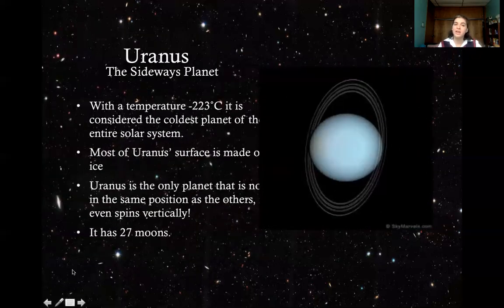Now Uranus. Uranus is the sideways planet. Why? Mercury and Uranus actually revolve in a different direction than the others. While the others go around the sun counterclockwise, these ones go clockwise. With a temperature of minus 223 degrees, it is considered the coldest planet of the entire solar system.